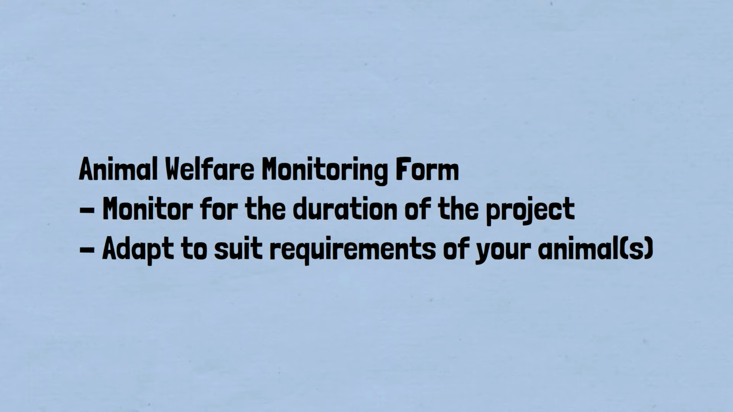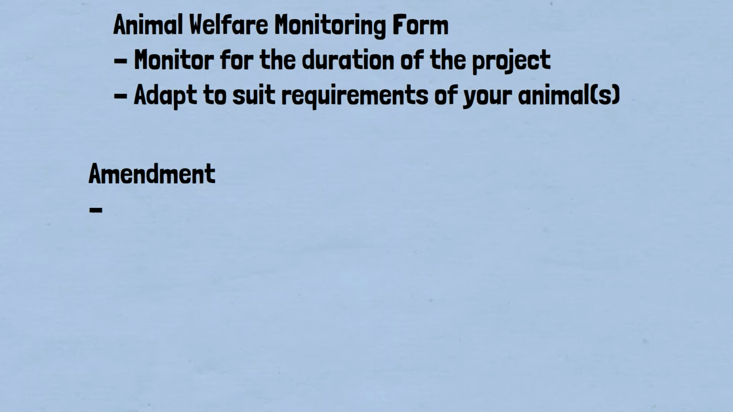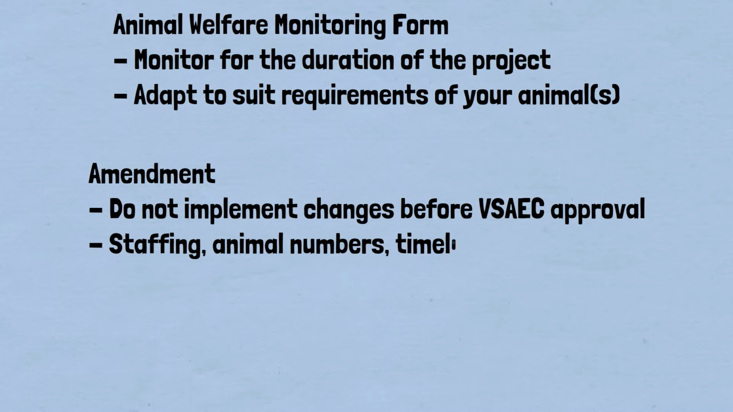If you intend to make any changes to your project after it has been approved, you must apply for an amendment. Do not implement any changes before this has been approved by the VSAEC. This includes staffing, animal numbers, and timeline of the project.